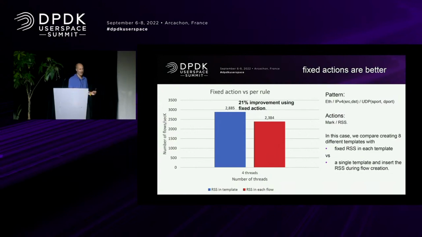Again, it's exactly the same. The only difference is whether I declare in advance that I'm going to use a specific RSS, or I'm letting the application, letting the PMD during rule insertion, test if this RSS exists or not, or if it needs to be allocated or not. That's the only difference, and it already increased our performance by 21%, which I think is a huge number.